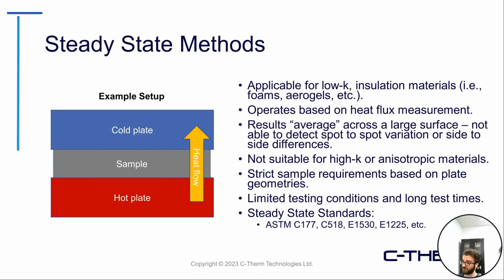Steady state methods are generally not suitable for high K or anisotropic materials. And one of the limitations is they have some fairly strict sample requirements based on the plate geometries. So in the diagram on the left, what you're seeing is the sample is actually placed in between two plates. One's a hot and the other is a cold side.